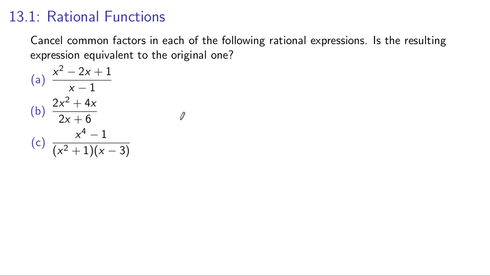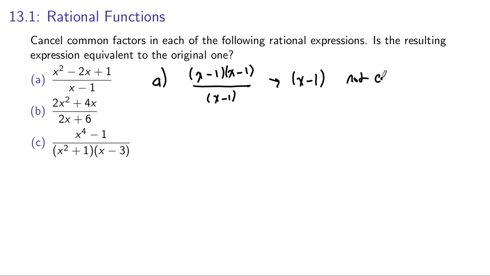Cancel common factors in each of the following rational expressions. Is the resulting expression equivalent to the first one? So let's see, we need to factor the numerator here. So we would have what multiplies to 1 and adds to -2. That would be -1 and -1. Those add to -2 and multiply to 1, which is a perfect square, over x minus 1. These are all x minus 1s. If we cancel the common factor, we would be left with x minus 1, which is not equivalent.